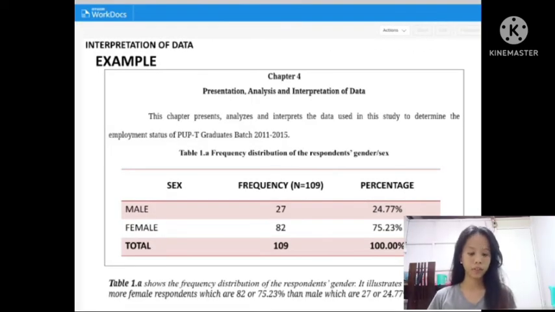Table 1. Presentation, analysis, and interpretation of data. It shows the frequency distribution of the respondents' gender. It illustrates that there are more female respondents, which are 82 or 75.23%, than male, which are 27 or 24.77%.